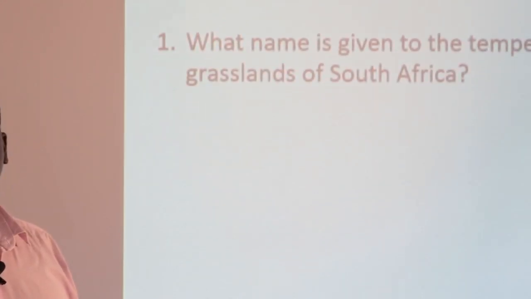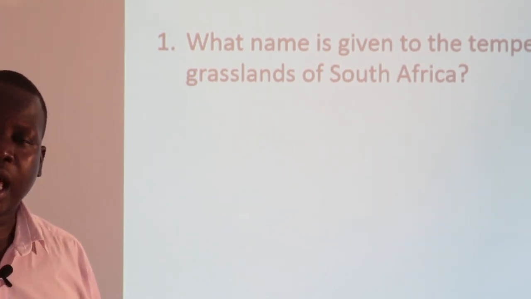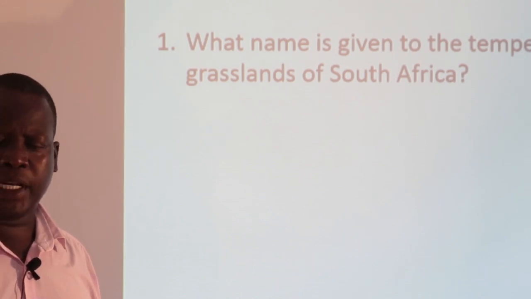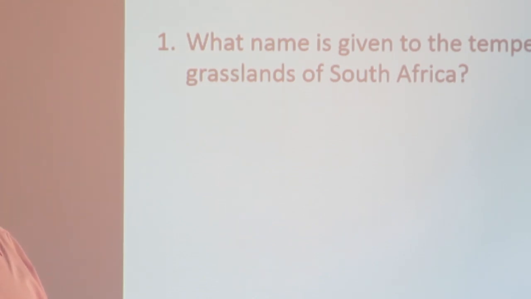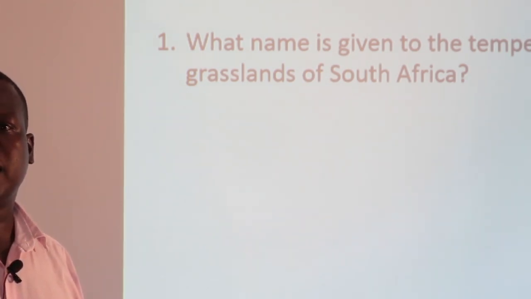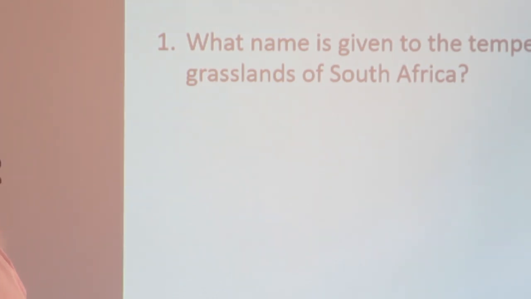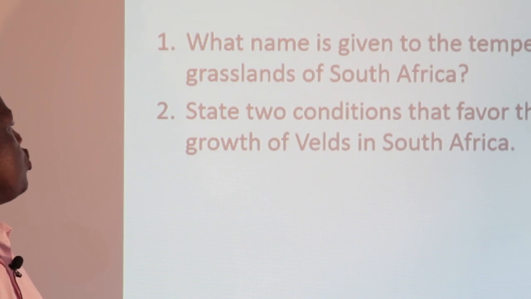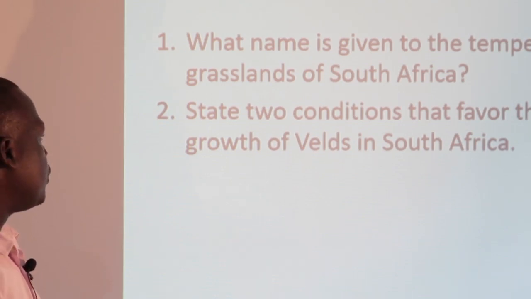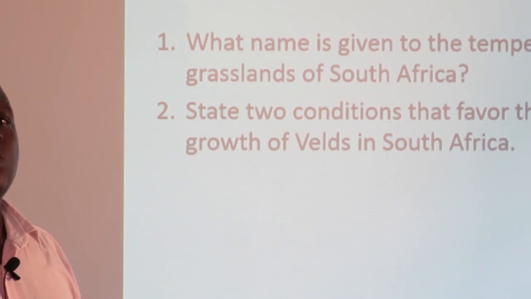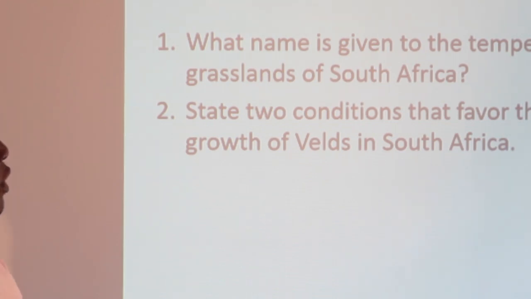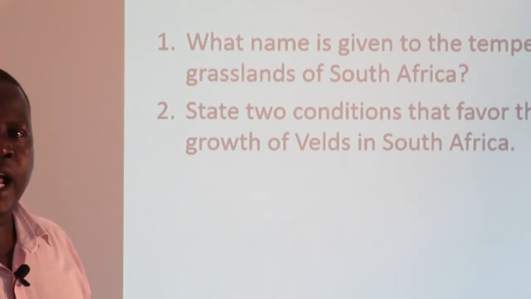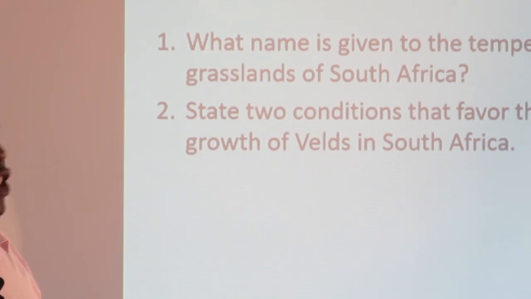Our first question last time, as you can read, was: what name is given to the temperate grasslands of South Africa? Go to the subheading temperate vegetation, look at the statement and the name we gave, and definitely you are going to get velds. Question number 2: state 2 conditions that favor the growth of velds in South Africa. You go to that subtopic, the heading conditions that favor the growth of velds, and you pick 2. I'm sure you have it in your book.